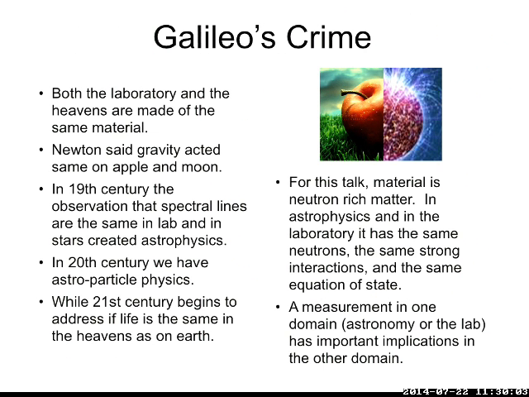Okay, so Galileo's crime was to suspect that both the laboratory and the heavens are made of the same stuff. So for right now, let's talk about neutron-rich matter. In astrophysics and the laboratory, it has the same neutrons, the same strong interactions, and the same equation of state. So if you measure in one place, be it astronomy or in the laboratory, it has important implications in the other domain.